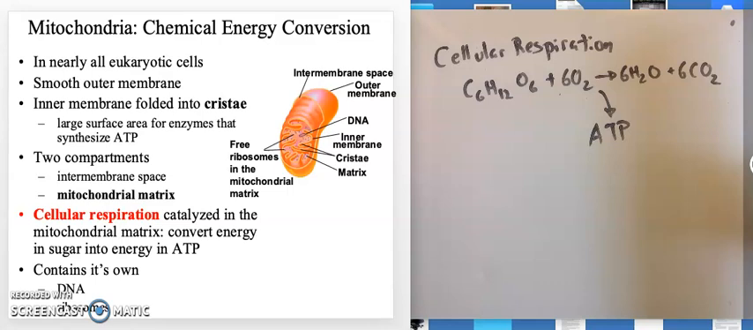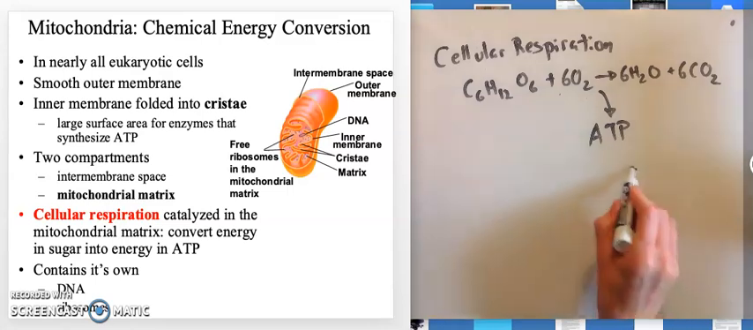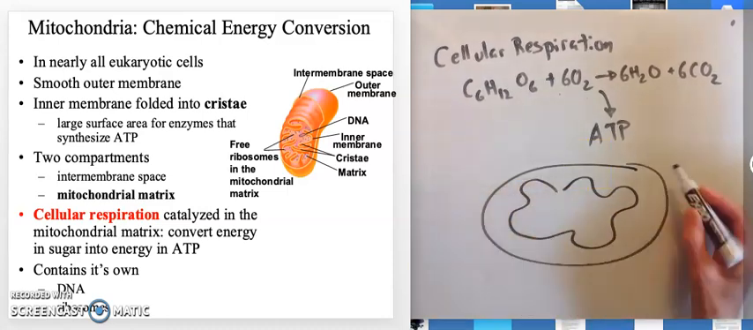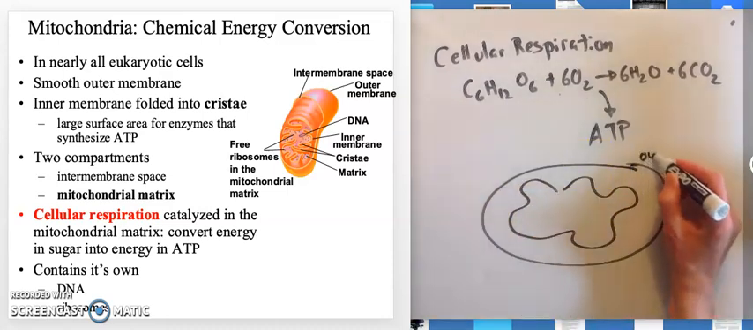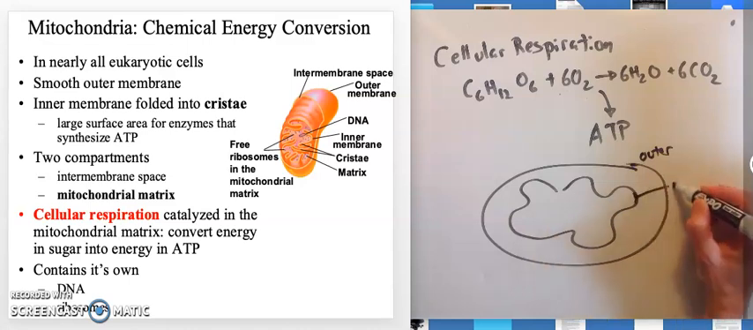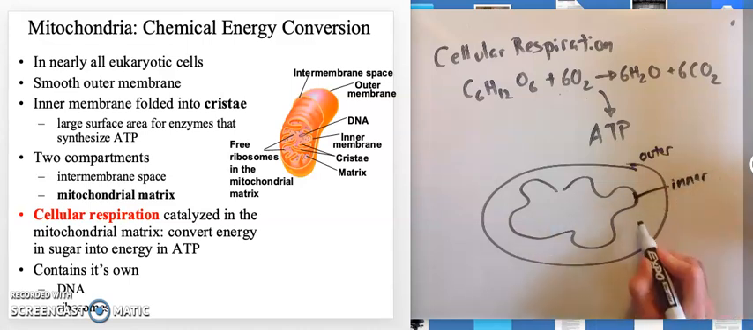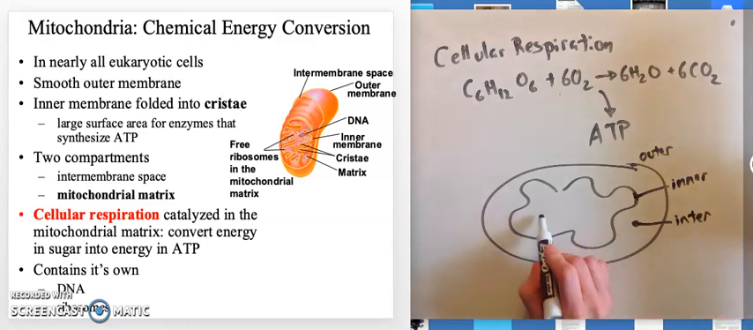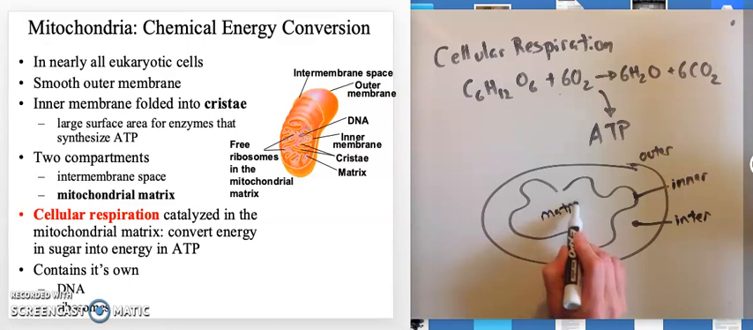You also need to know the structure of the mitochondria. Mitochondria actually have two layers of membrane. They have an outer membrane, they have an inner membrane, and then there's actually a gap in between these. It's called the intermembrane space. And then the very inside is called the matrix.